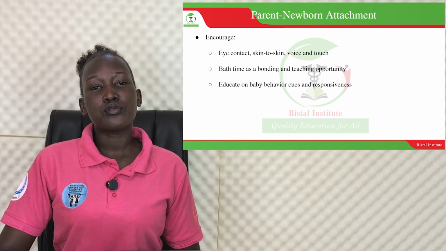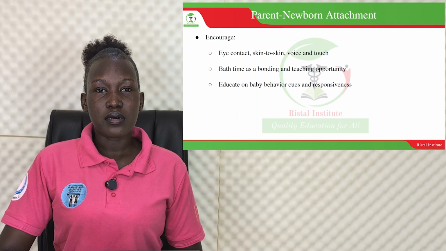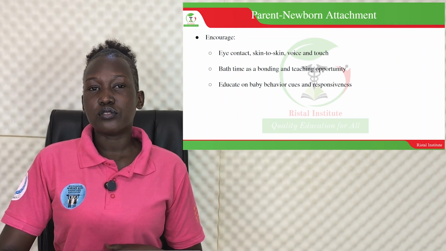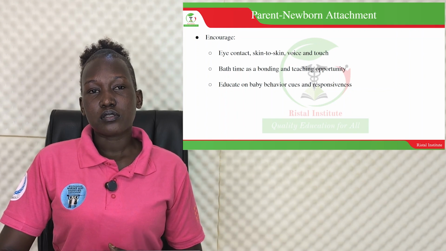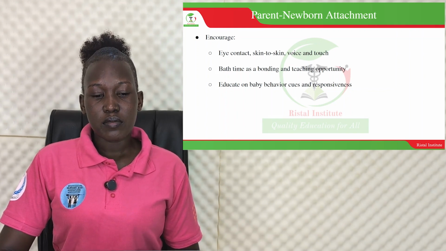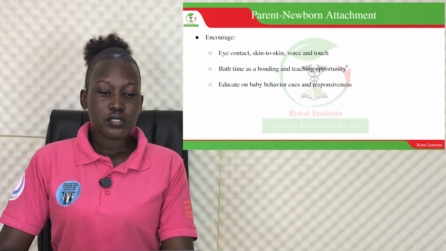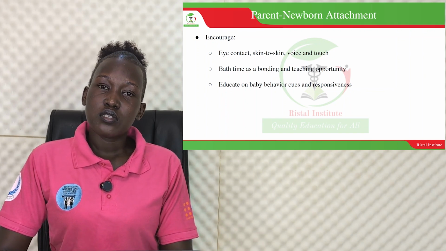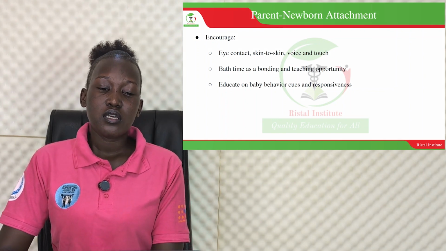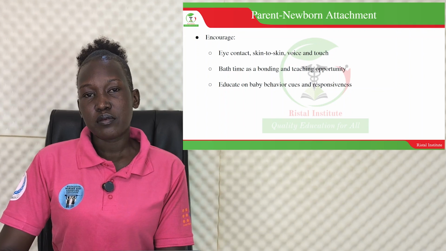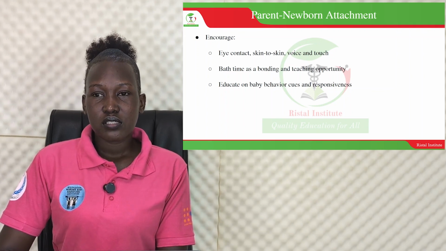The baby is supposed to be on direct skin to skin contact with the mother. As you clean and turn, then you change. So you deliver the baby direct on skin to skin contact to the mother. So that helps in attachment and bonding. So encourage eye contact in most cases. If the mother is breastfeeding, or even if they are not breastfeeding, let the mother be looking at the baby's eyes. Skin to skin, voice and touch.